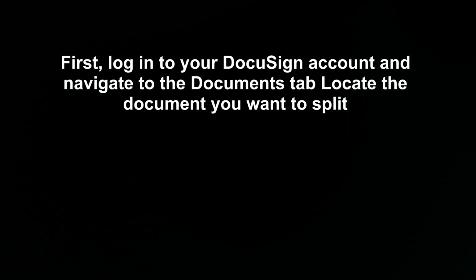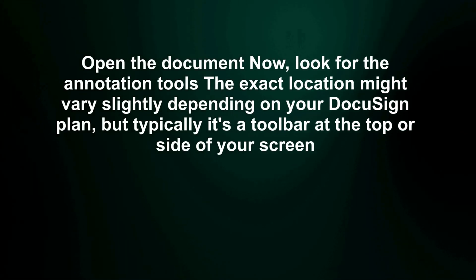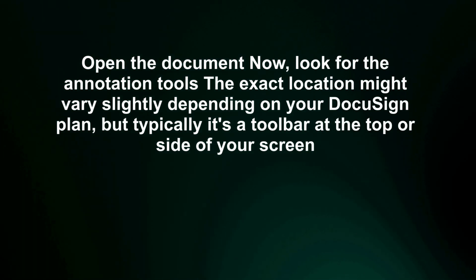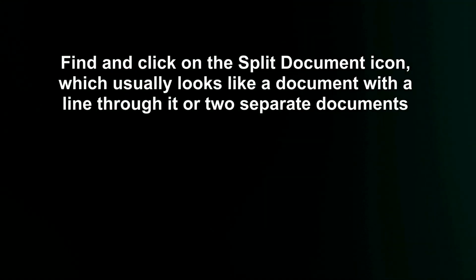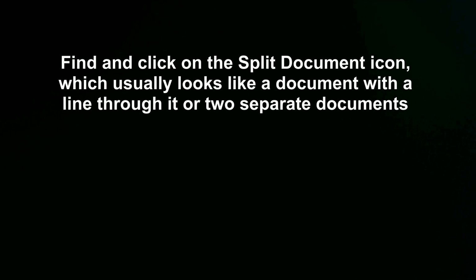Locate the document you want to split. Open the document now. Look for the annotation tools. The exact location might vary slightly depending on your Docusign plan, but typically it's a toolbar at the top or side of your screen. Find and click on the split document icon, which usually looks like a document with a line through it or two separate documents.